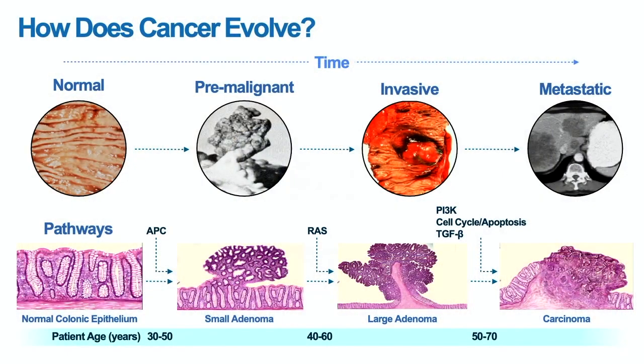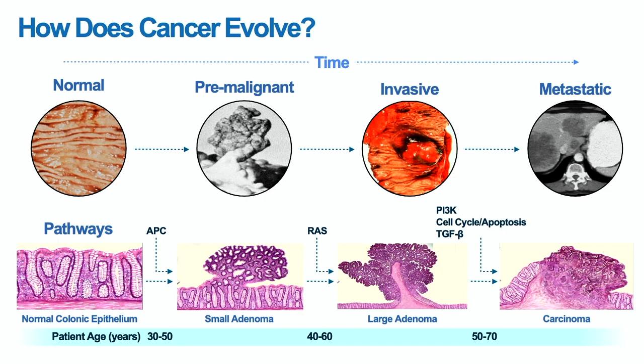We all know this paradigm of cancer evolution, evolving from a normal tissue to a premalignant tissue to one that's invasive to one that's finally metastatic. We know that if you look under the microscope histopathologically, there's characteristic changes that occur throughout each of these stages.